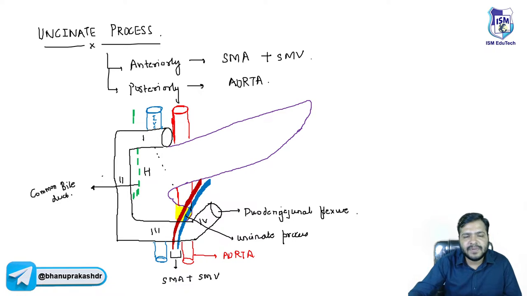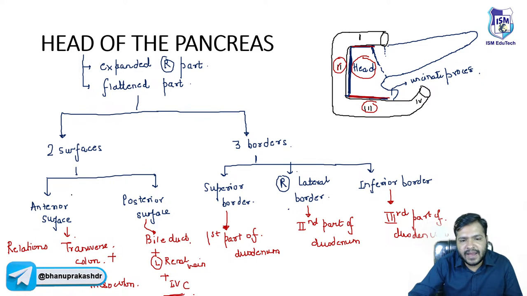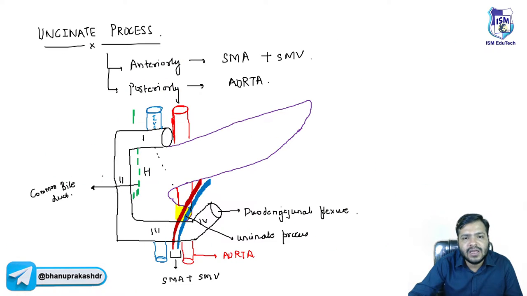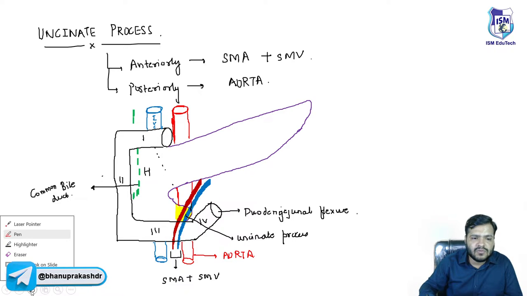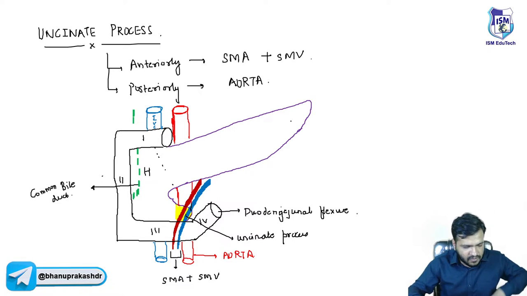Chalo, head wala part bhi clear ho gaya hai, bile duct ho gaya, inferior vena cava dikha diya hai aur renal vein aap log ko pata hi hai. So yes, now coming on to the neck part. I will be discussing the neck part right now.